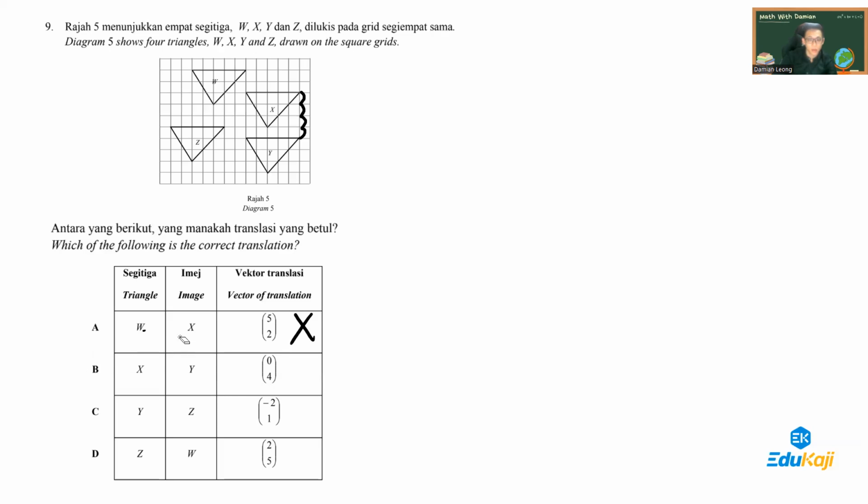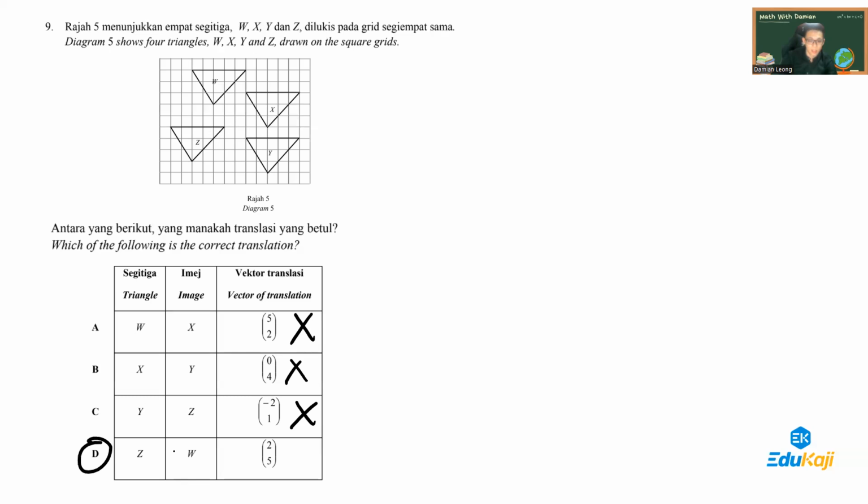Wait. Sorry, this is wrong. X to Y, not Y to X. 1, 2, 3, 4. 4 downwards, so it should be negative 4, not positive 4. From Y to Z, 1, 2, 3, 4, 5, 6, 7. And then 1 step up, which is wrong. You cannot move from here to here. That is wrong. You must compare the equivalent corner.